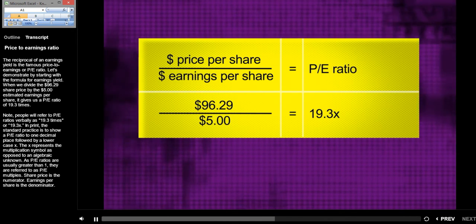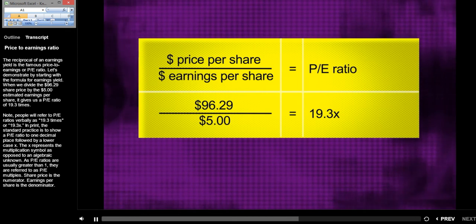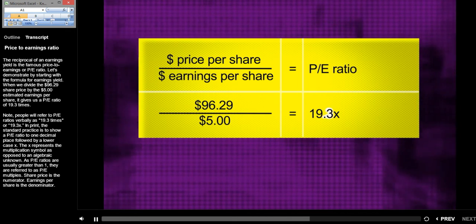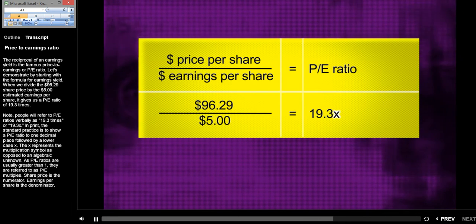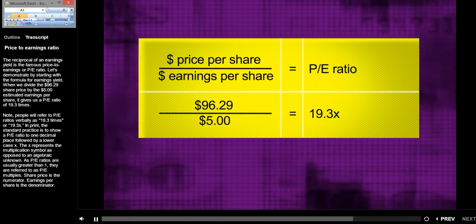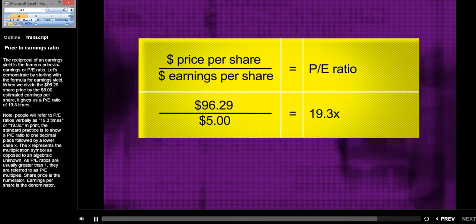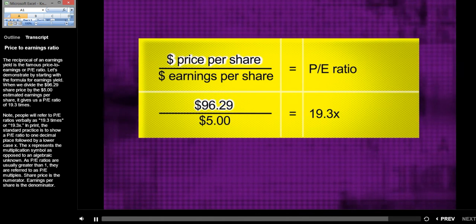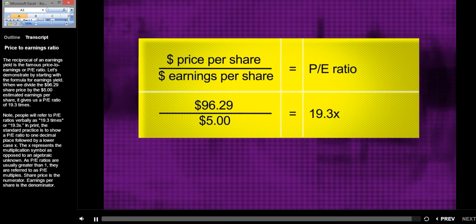Note, people will refer to PE ratios verbally as 19.3 times or 19.3x. In print, the standard practice is to show a PE ratio to one decimal place followed by a lowercase x. The x represents the multiplication symbol as opposed to an algebraic unknown. As PE ratios are usually greater than 1, they are referred to as PE multiples. Share price is the numerator. Earnings per share is the denominator.